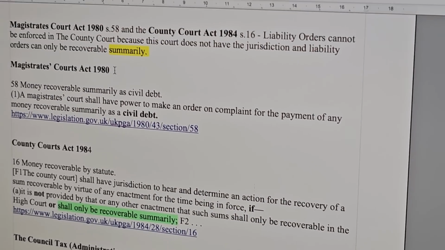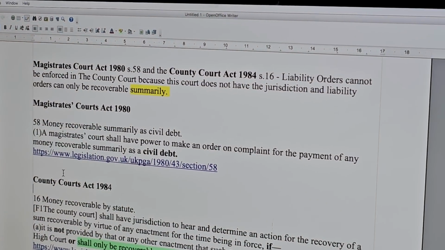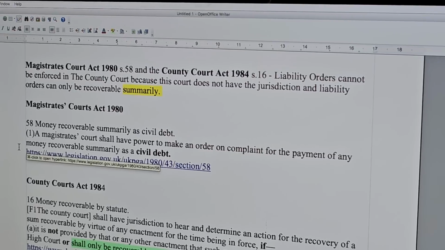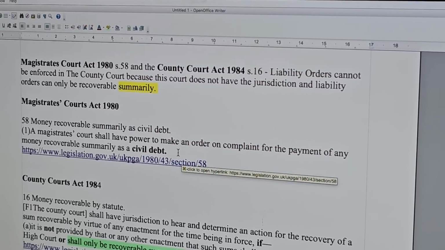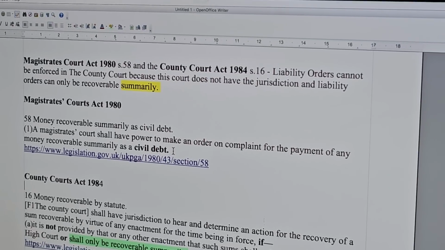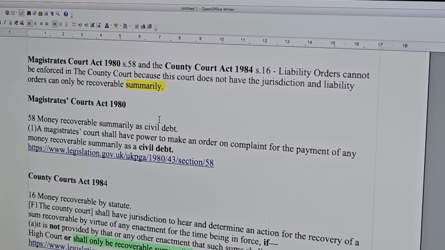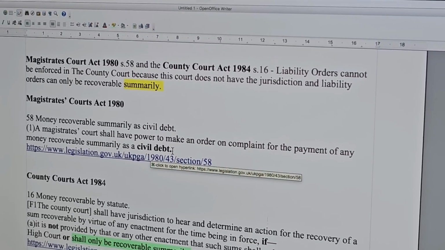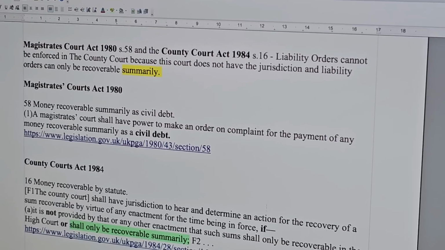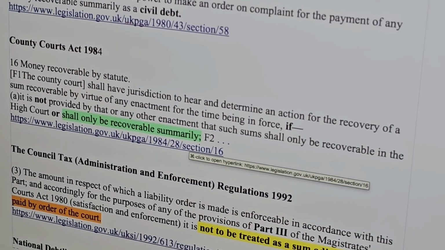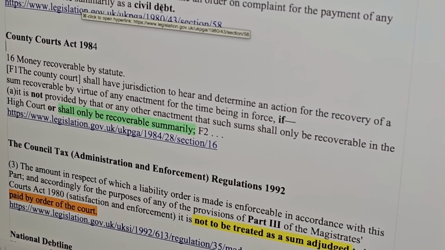So what they're saying from the statement above is that the Magistrates Court and the county court, they're saying that liability orders, who creates the liability orders? The liability orders are created in the Magistrates Court as a civil debt. It's not a fine. So because it's not a fine, this would be a fine if it was treated differently. It's recoverable summarily as a civil debt.